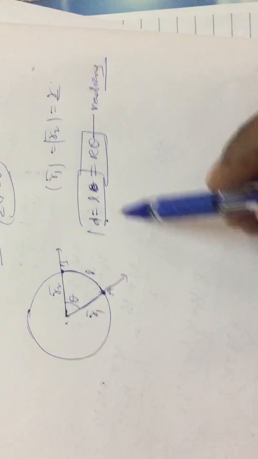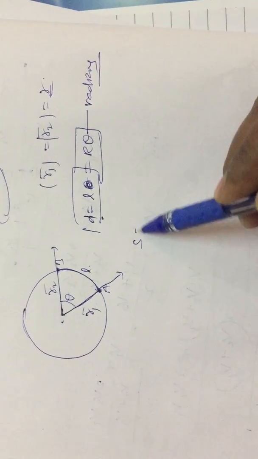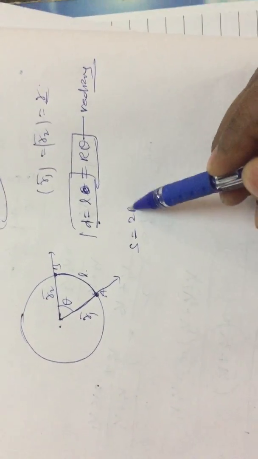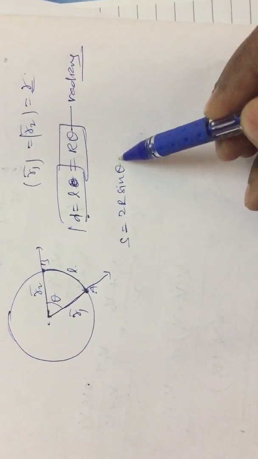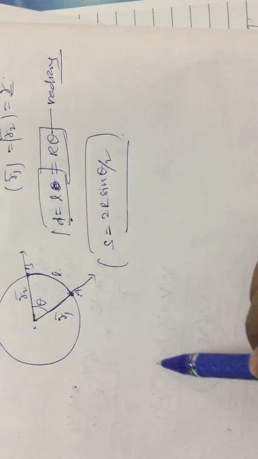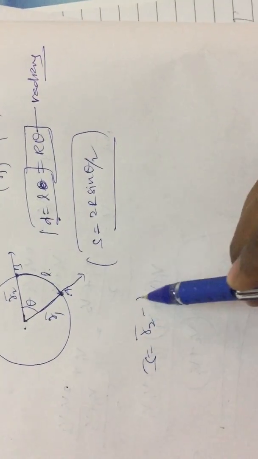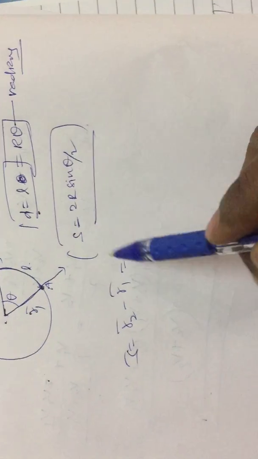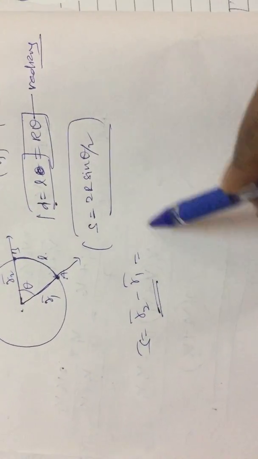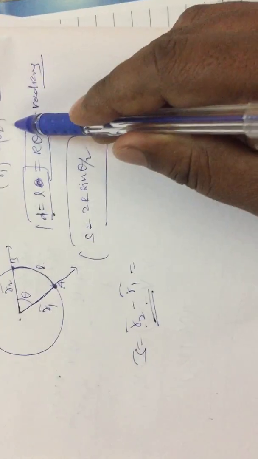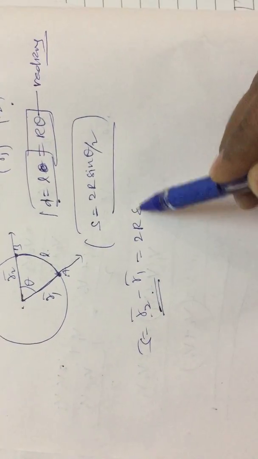D equal to r theta. And next, displacement equal to 2r sin theta by 2, because displacement equals final position vector minus initial position vector. During the subtraction of two vectors, if magnitudes are the same, then the resultant equals 2r sin theta by 2.